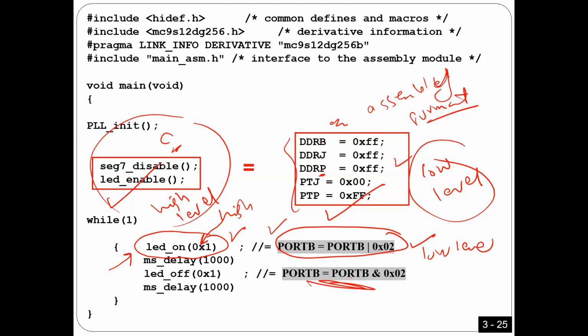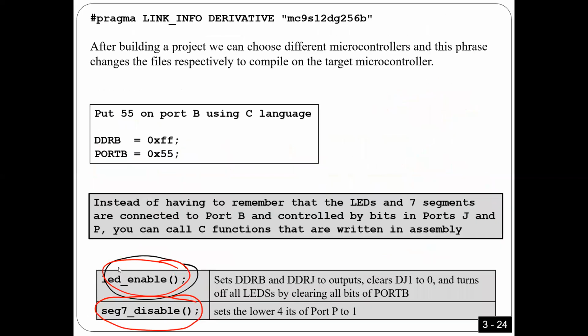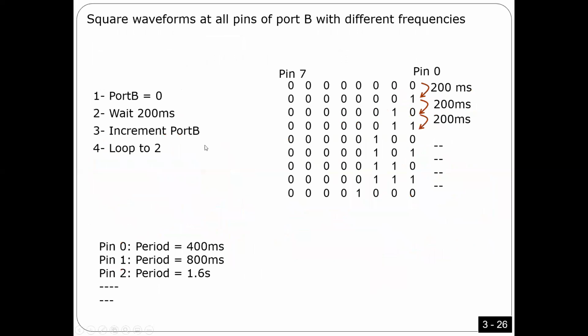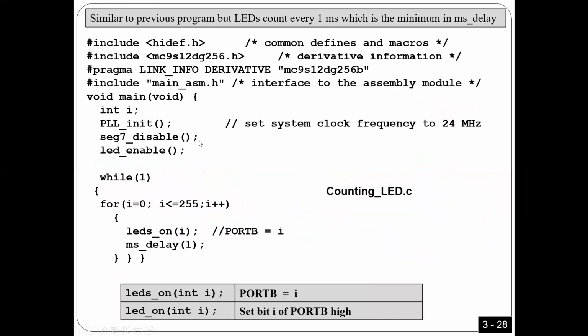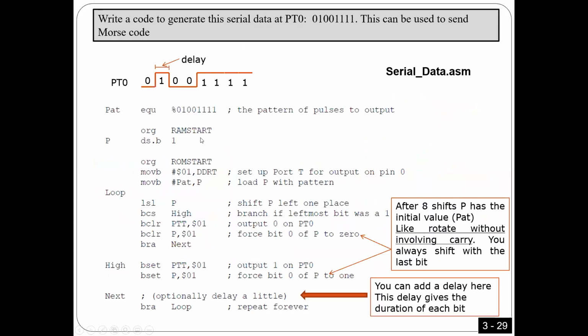Same thing here, guys. For port B, I want to turn the LED off. So here I'm going to use the AND operation, as I explained. Here you can use LED off, okay, guys? I'm going to skip this program for now, and I'm going to explain another. So now I'm going to move to another program, okay?